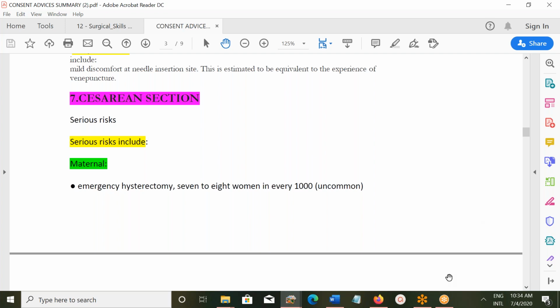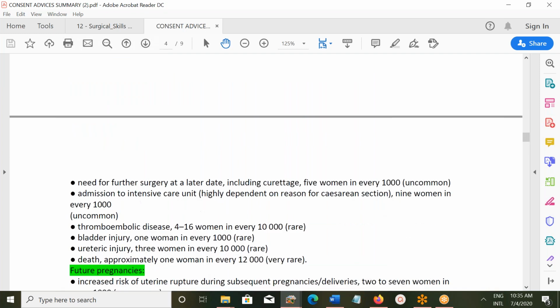If the mother is undergoing cesarean section, she can go for emergency hysterectomy in 7 to 8 women in every 1,000. This is uncommon, less likely. The need for further surgery or to return to the OR is 5 women in every 1,000, again uncommon. Admission to the intensive care unit is 9 women in every 1,000. The chance of developing thromboembolic disease is 4 to 16 women in every 10,000.